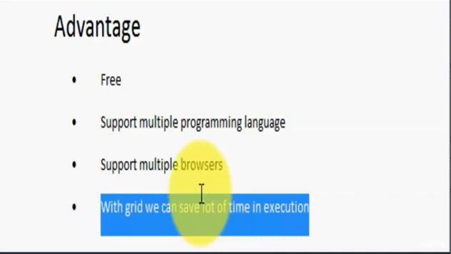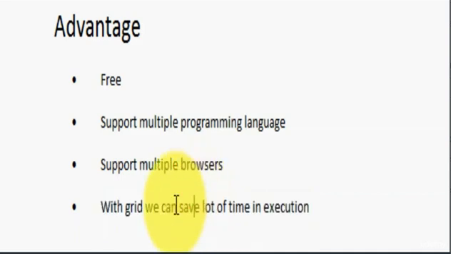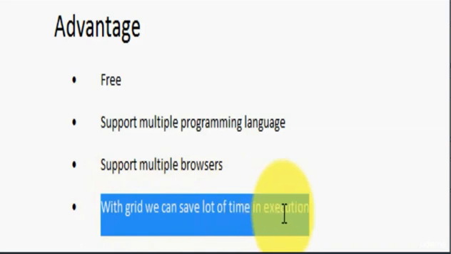But with the help of the Grid, we can execute multiple test cases in parallel. So if we execute 4 test cases in parallel, ultimately my total execution will complete in 25 minutes. So that's the biggest saving in terms of time. Before it was taking 100 minutes to execute, now it's taking only 25 minutes to execute. So we can save a lot of time in execution.